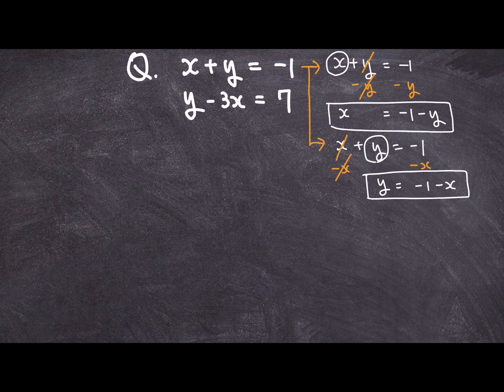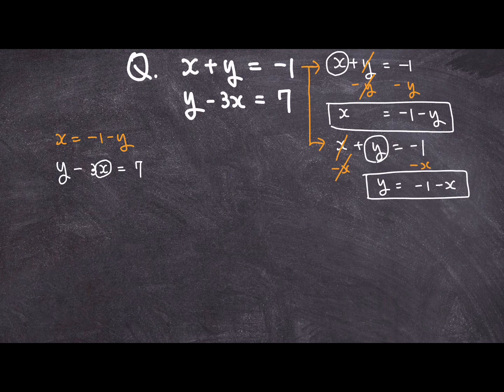So I can use either this one or this one and substitute the value of x here or y here. On the left side of this slide, I'm going to use this one right here: x is equal to -1 minus y. And I'm going to substitute this value of x into the second equation right here. So let me copy down the second equation: y minus 3x is equal to 7.